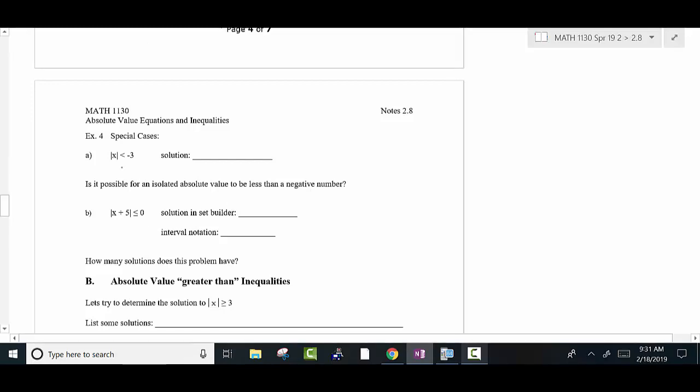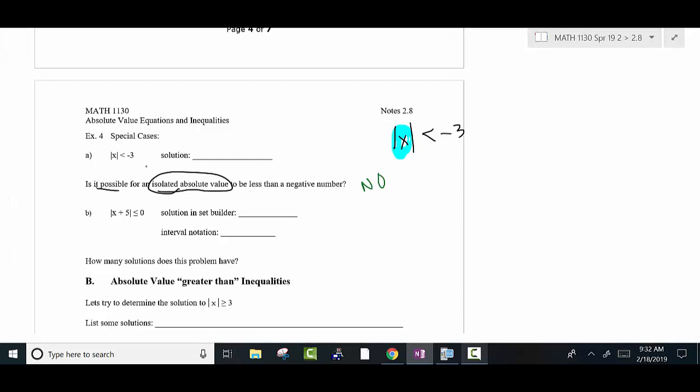So what this one is saying is the absolute value of x is less than negative 3. You just think about this in your head. The question is, is it possible for an isolated absolute value to ever be less than a negative number? If you take the absolute value of x, you're always going to get 0 or something positive, right? So that's impossible. The absolute value of a number will never be less than a negative. So the answer to that's no. So what's the solution to this problem? No solution. Thank you.